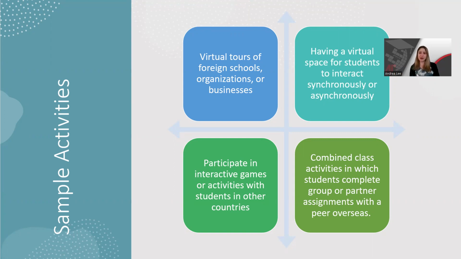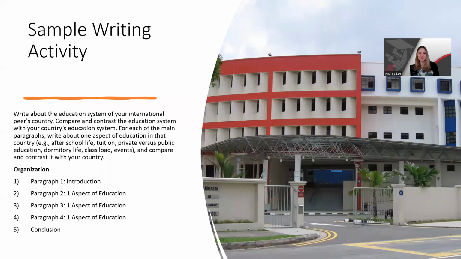And finally, combine class activities in which students complete group or partner activities with a peer overseas. And that's really flexible. This could be a discussion board activity, maybe making a video together and merging the parts together. There are so many possibilities with this. And you could also get some ideas from your students. They probably have some creative ideas that maybe you wouldn't think of. I get a lot of ideas from my students too.